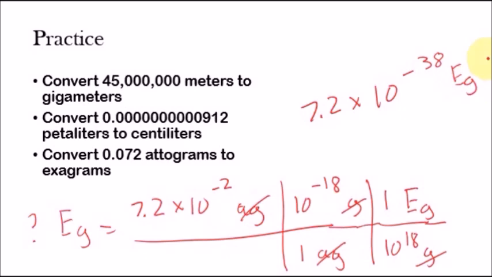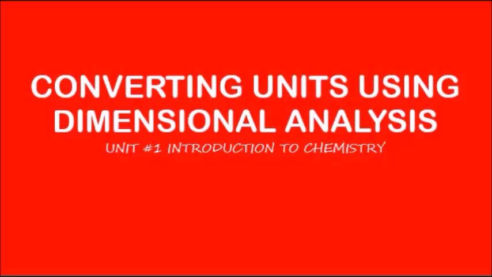Okay? It's pretty simple. Just make sure you understand the process here. You start with what you're given. You ask yourself what you're looking for. You use conversion factors. You make sure that your units are canceling out with the conversion factors until you get to the unit that you want. Alright? But it's pretty simple. Converting units using dimensional analysis is as simple as that.